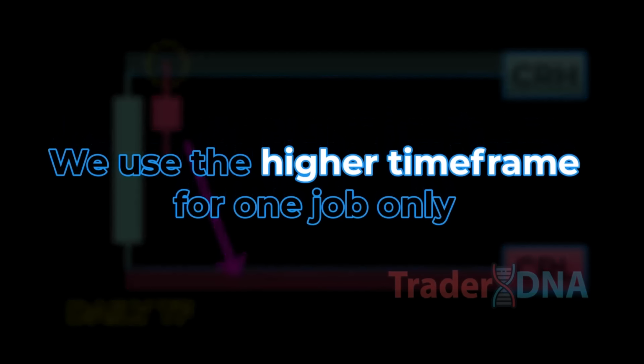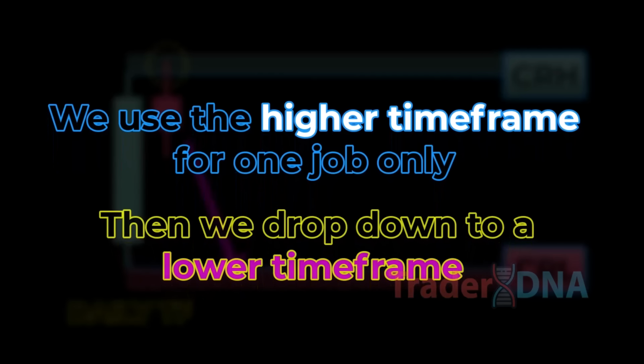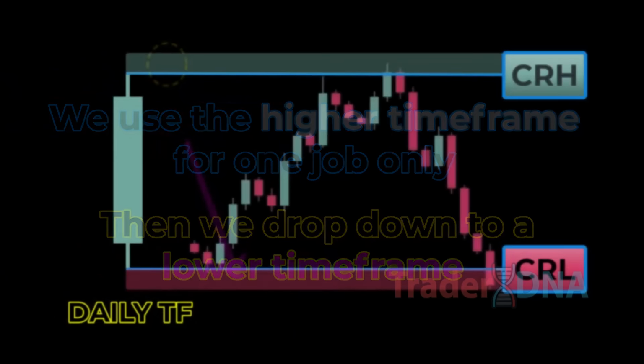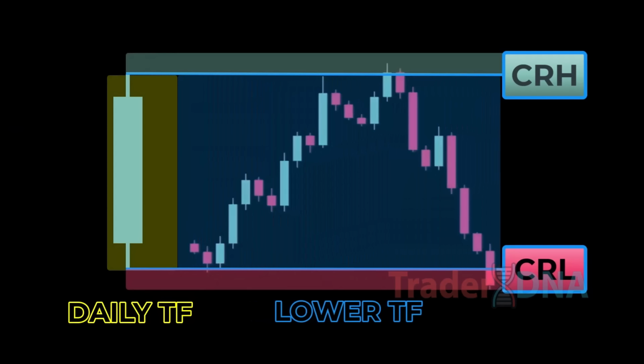We use the higher time frame for one job only, defining the candle range high and candle range low. That's it. Then we drop down to a lower time frame, and that's where we dissect the structure. That's where we confirm whether there is a valid tradable setup inside that candle. This concept is called time frame alignment, and it's not optional. We use it for every smart money concept setup.